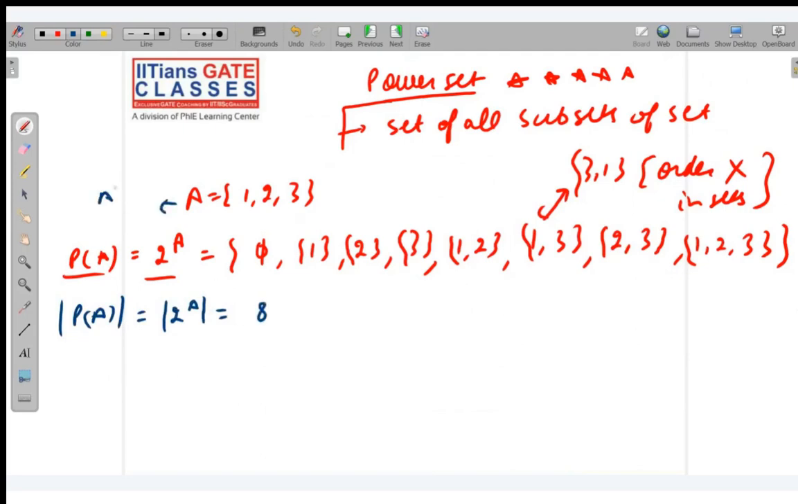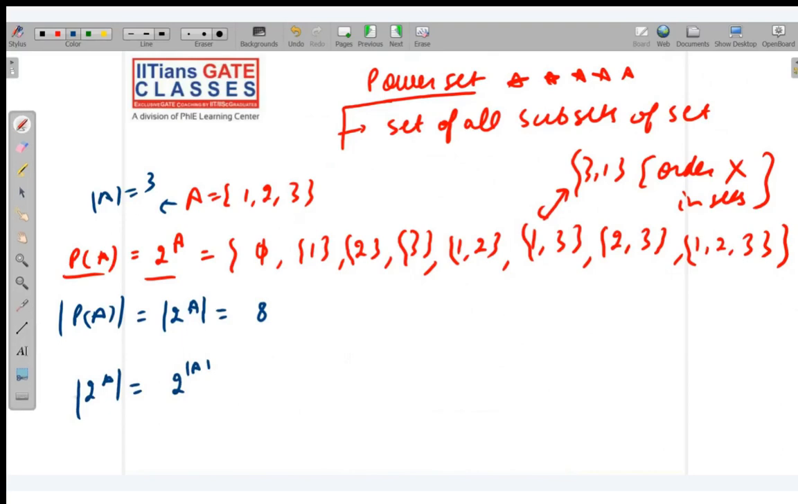And here |A| was 3. So I think you have got the answer why we are calling it 2^A, because the cardinality will be 2 to the power |A|. So I can say like this: |2^A| is nothing but 2^|A|. These notations might confuse you, so please try to follow these things. I think you have got this, na?